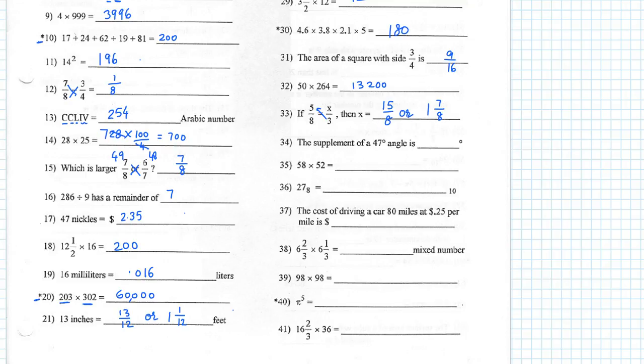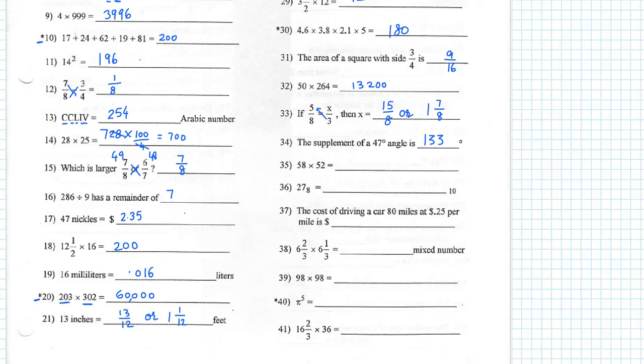Question 34, the supplement of 47 degrees. So what is that angle that I add to 47 degrees so that the sum is 180 degrees, right? So 180 minus 47, so that will be equal to 133 degrees.